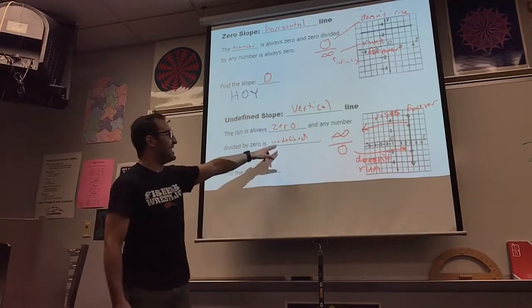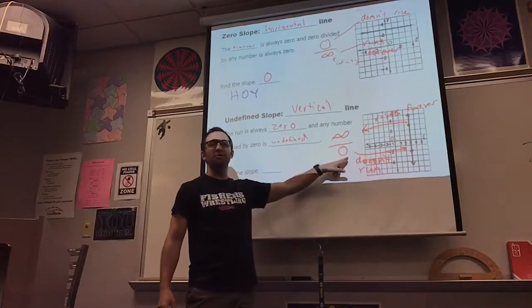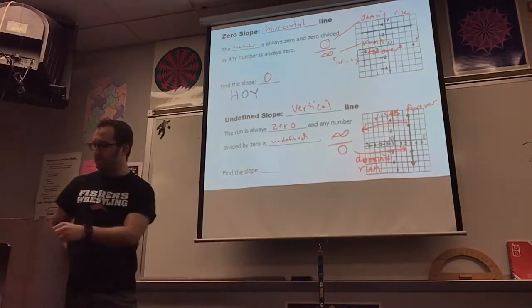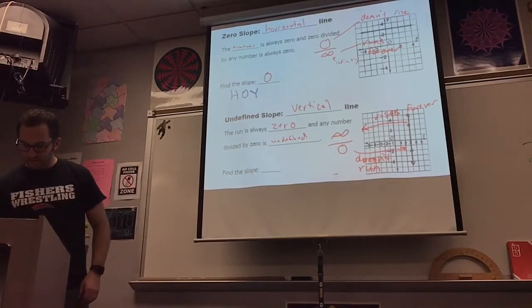Okay? So you can't split something into 0 groups. That's why it's undefined. So what's the slope of this vertical line? Undefined. The slope is not 0.